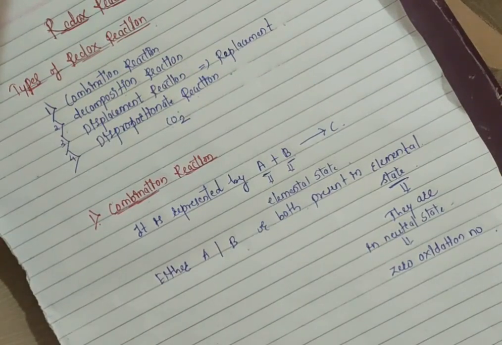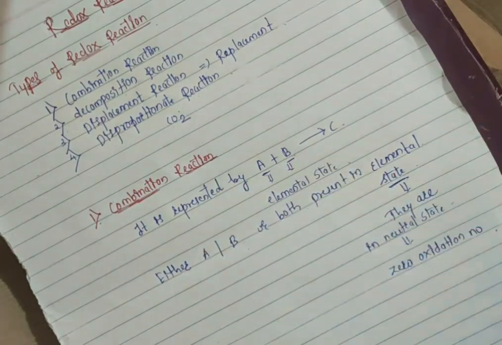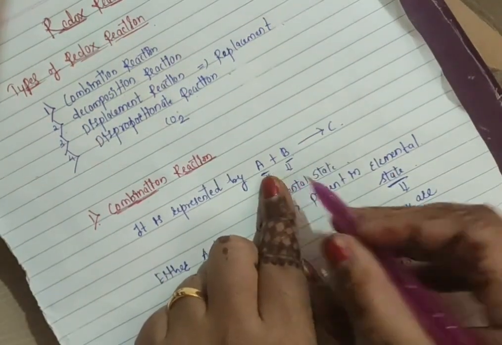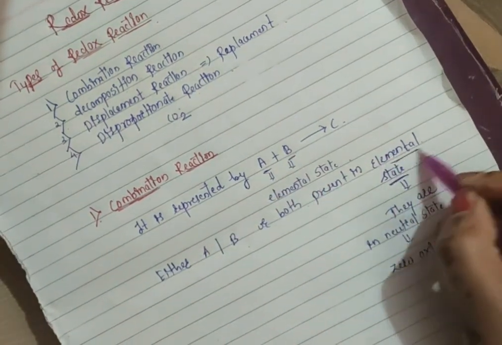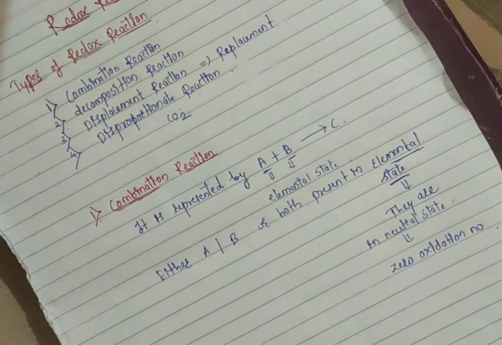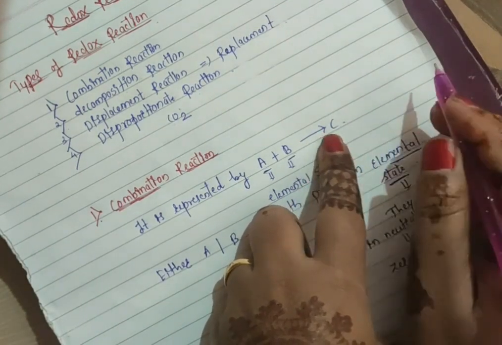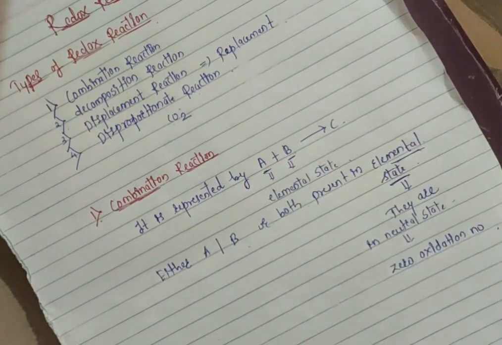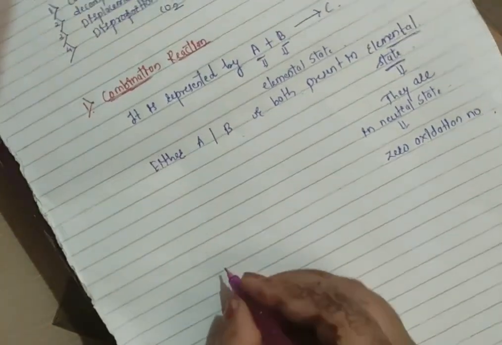What should you remember here in the combination reaction? This reaction is represented by A plus B gives C, where either A or B should be present in the elemental state, which means they are in a neutral state and don't have any charge. The product that is formed has a charge, but A or B doesn't have any charge, meaning they should be present in the elemental form. Then we can say this is an example of a combination reaction. For example, if I take carbon here.